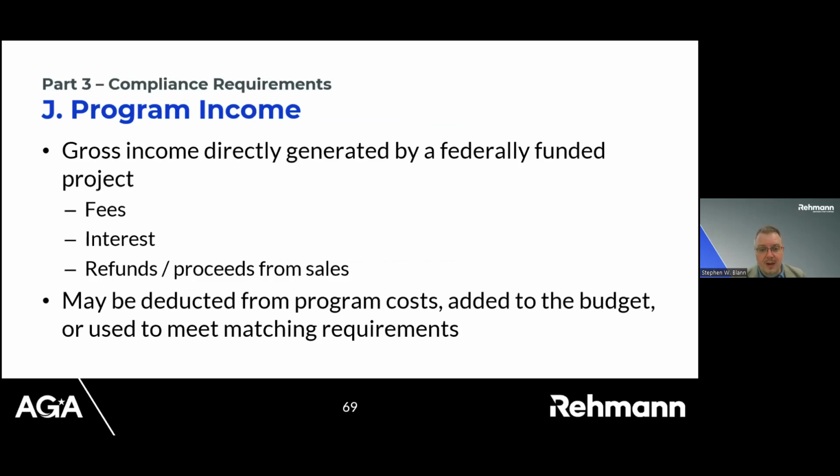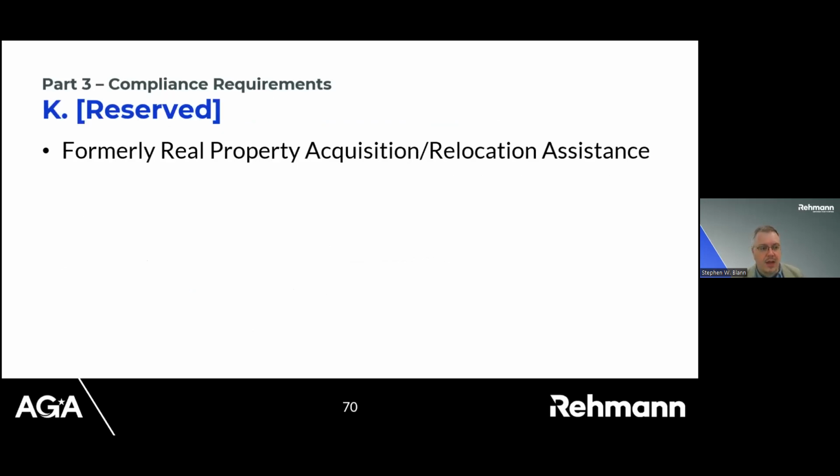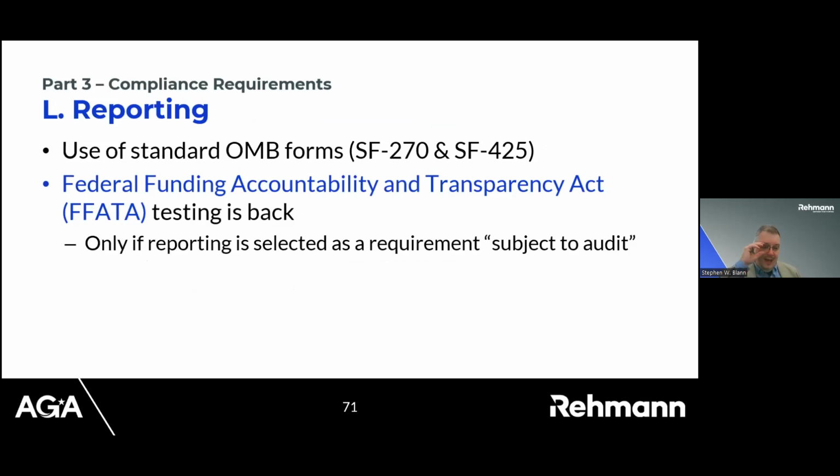Program income, we've talked about. What do you do if you generate program income? Reinvest it in the program. And then under item L, the big change here, and this change has kind of picked up some steam in the last year, is the return of the Federal Funding Accountability and Transparency Act, or FFATA testing.